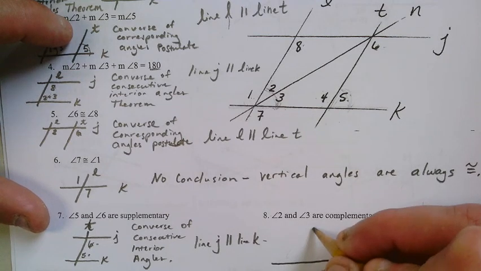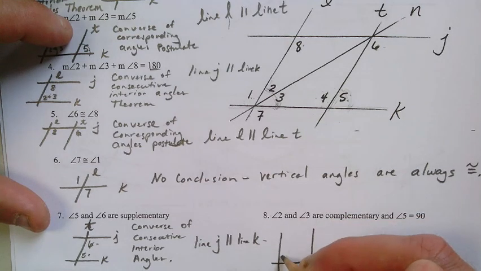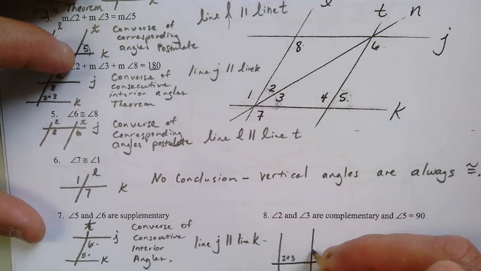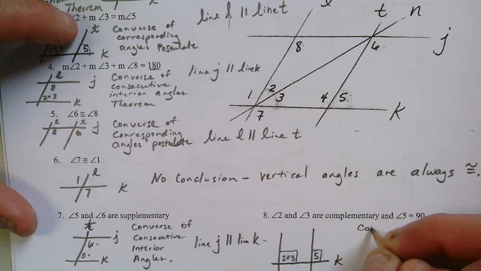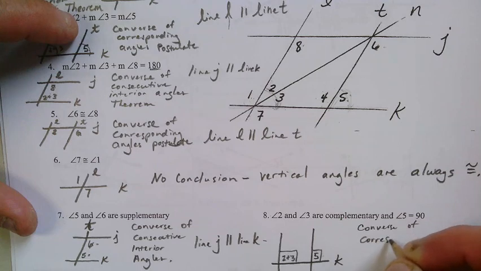I'm going to draw the picture a little bit more accurate here. This is going to be angle 5, and then this is angles 2 and 3. Okay, and these are both 90 degrees, so I'm going to do something like that. Okay, so you can do several different things here. You could say these are corresponding angles, so you could use the converse of the corresponding angles theorem, or postulate.